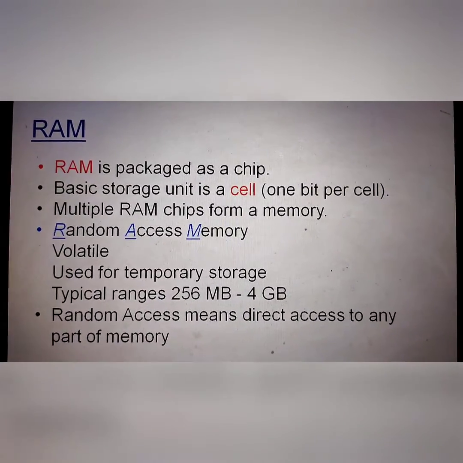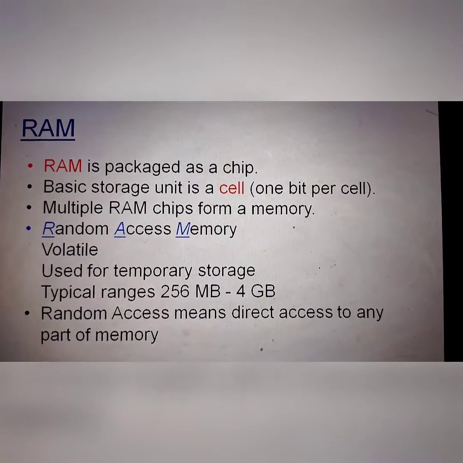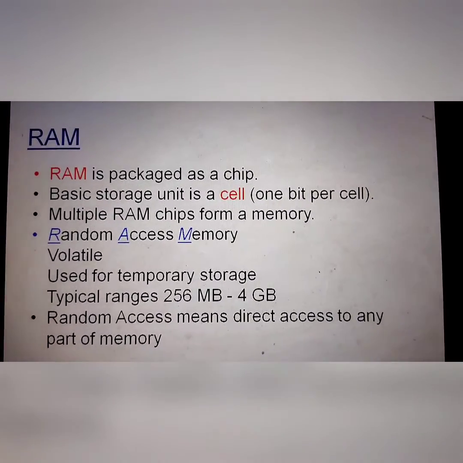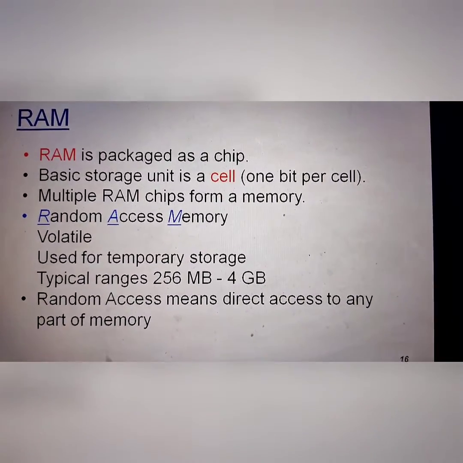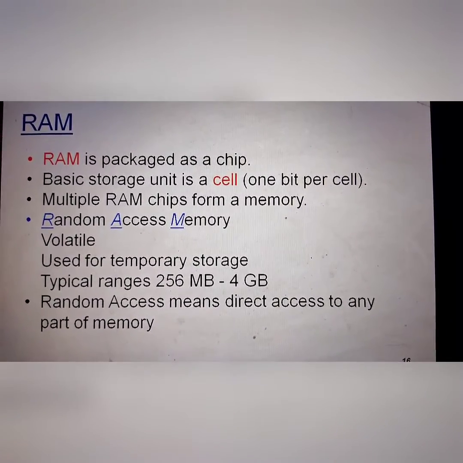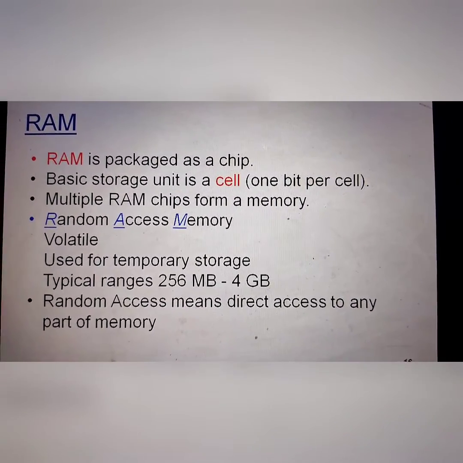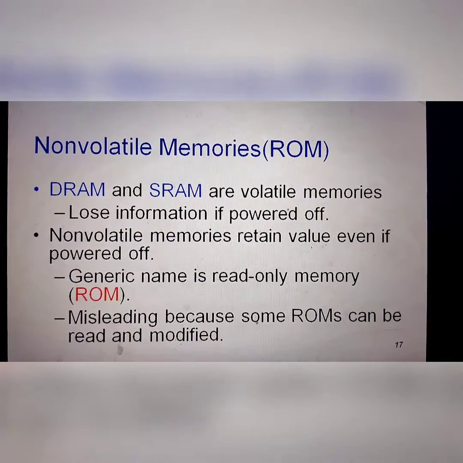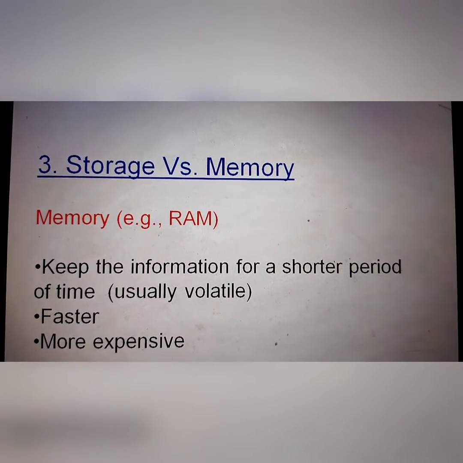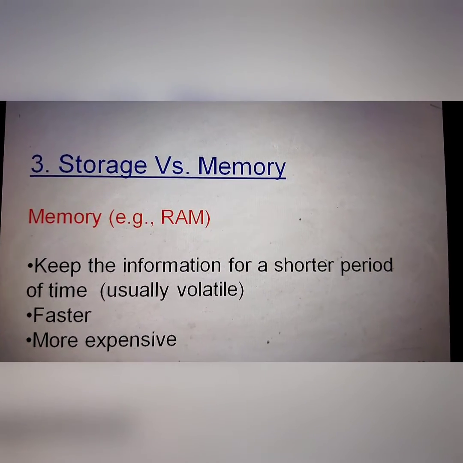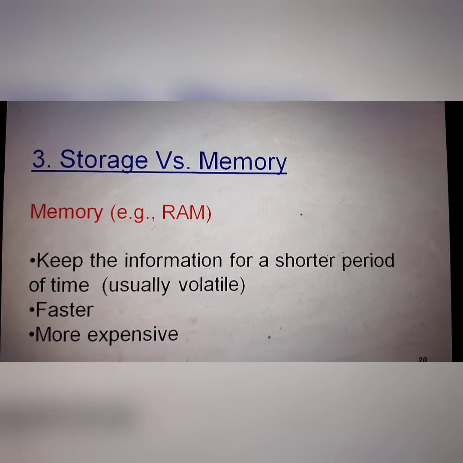So RAM, students. RAM is used for temporary memory. Random access means direct access to any part of memory, and the RAM is packed as a chip. The basic storage unit is a cell, 1 bit per cell. This is known as RAM, random access memory, and it is volatile memory, unlike ROM. It keeps the information for a shorter period of time, and is faster and more expensive.